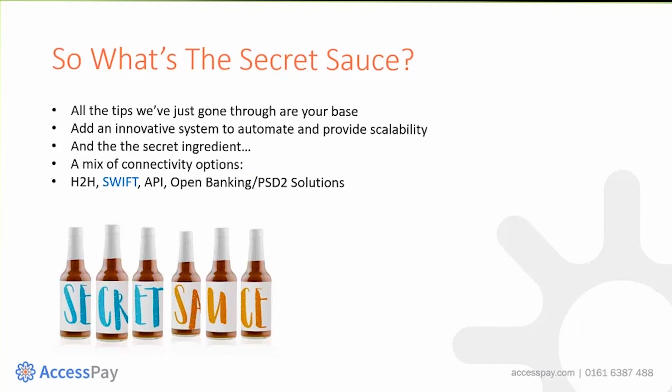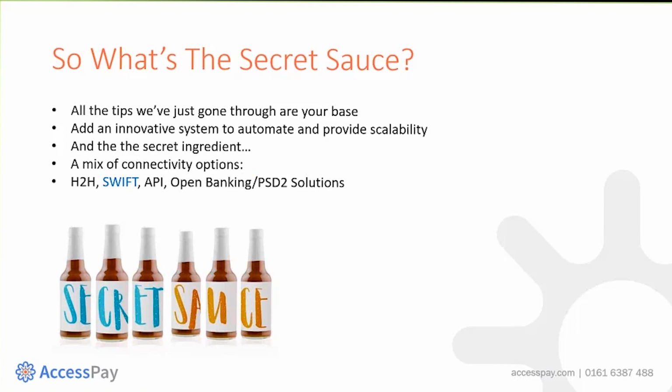What's important, and the big piece is, Swift isn't always obtainable for a lot of corporates. The reason it's not obtainable is because of the cost around that, and the return on investment doesn't always appeal to all corporate customers. What we've done here at AccessPay is we've said, well, we can achieve all of the automation that you require through any of the connectivity points that you prefer, but we've also made Swift accessible.